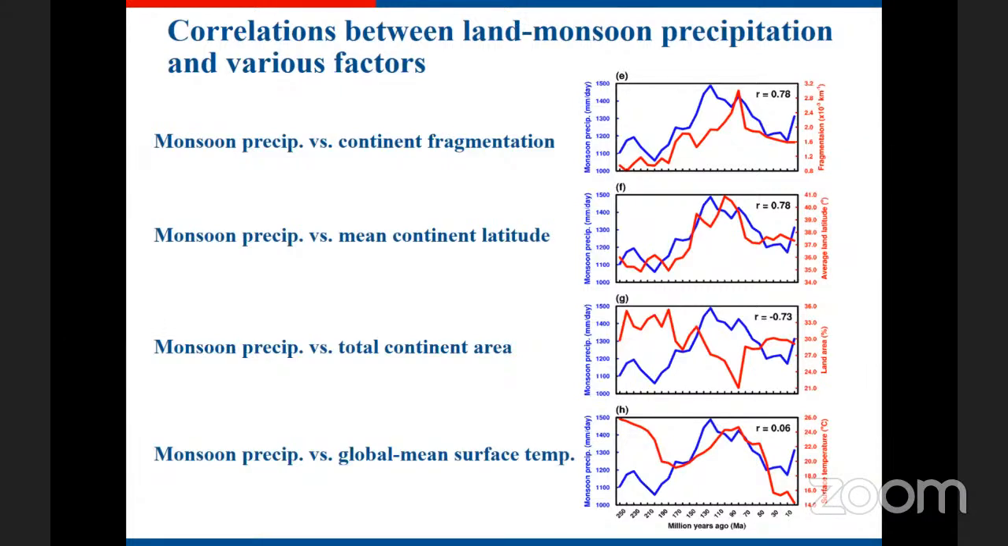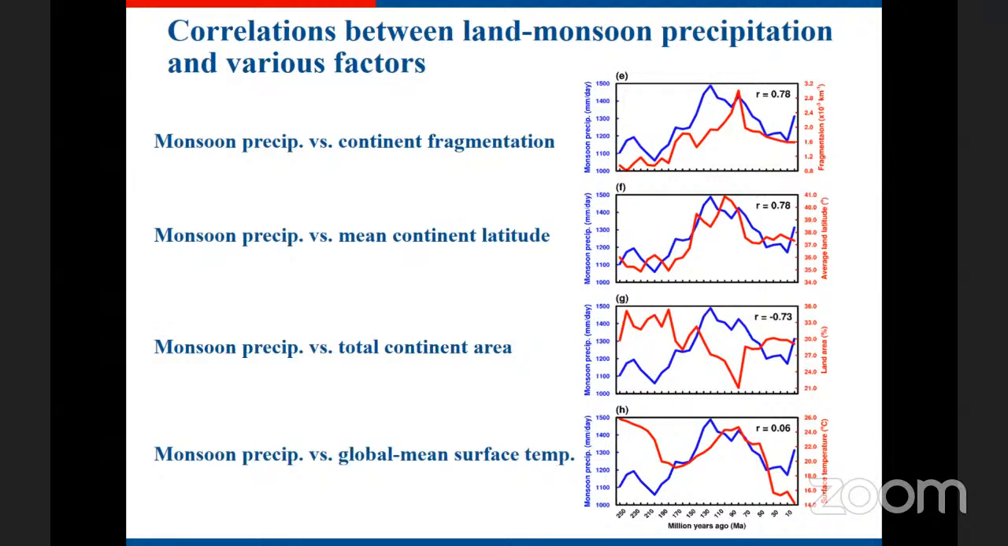Monsoon precipitation has a negative correlation with the total continental area. We can look at this. That means if you have smaller continents, you would have stronger monsoon precipitation. If you have a large continent, that's the supercontinent, we can see that the precipitation is really low.